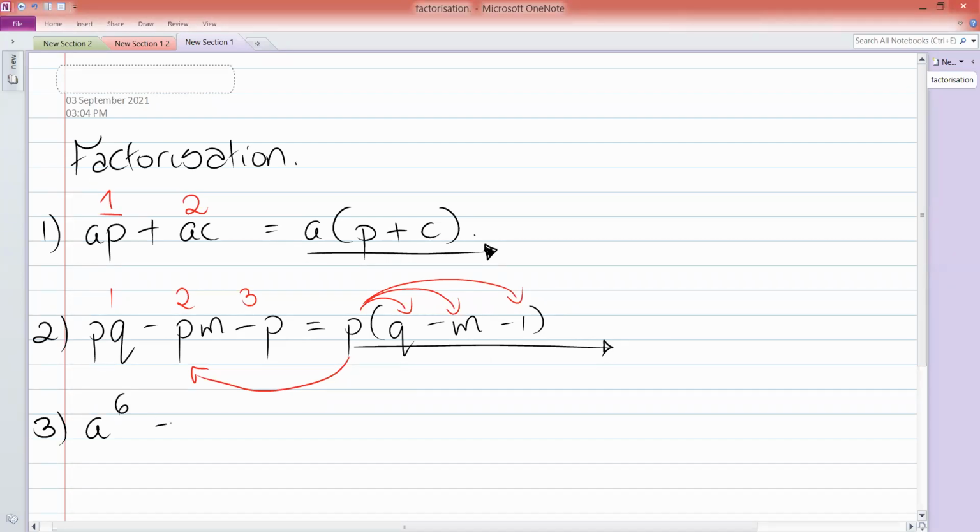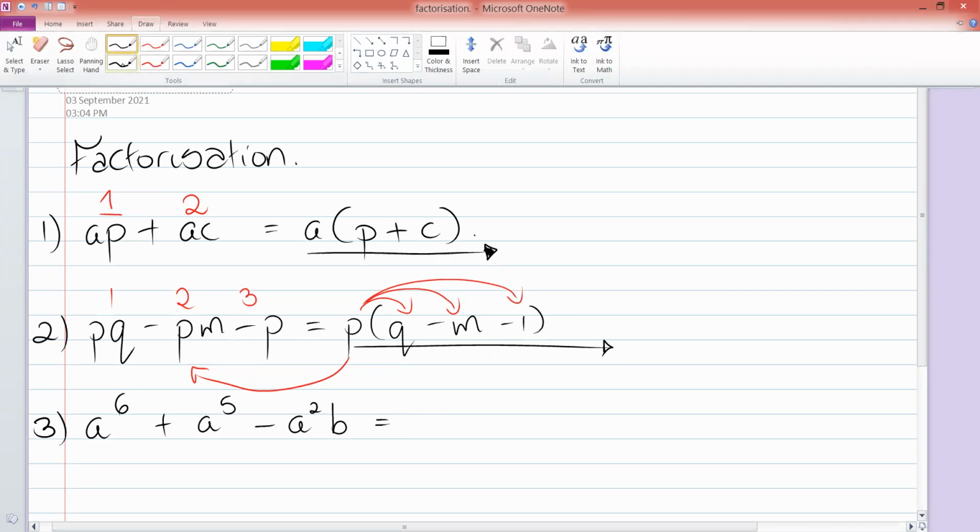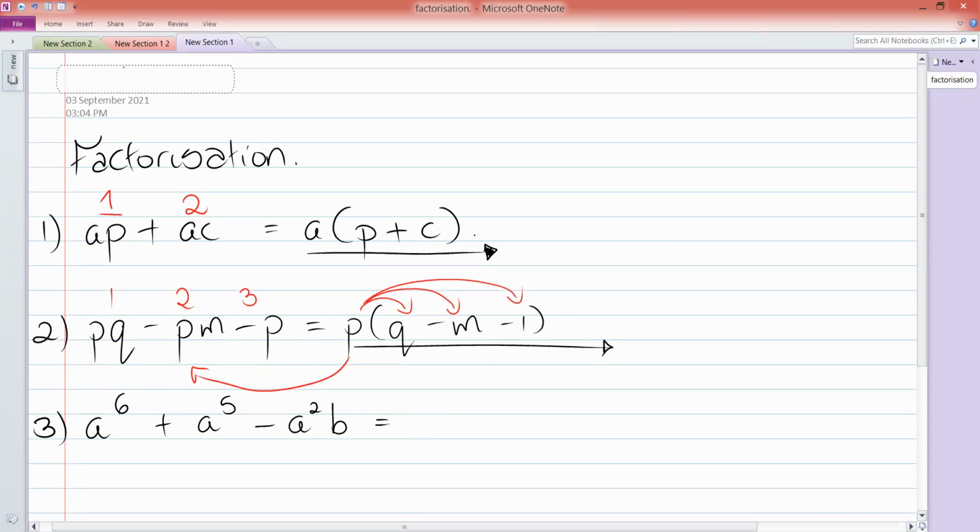A to the power of 6, a to the power of 5 minus a squared b. Okay, so again, we have 3 terms. Now, when we want to factorize these types of questions, we want to look at what's the highest power, or highest exponent, that's common in all 3 terms. Whatever power you choose has to be present in the first term, second term, and third term. So looking at this one, which term can I factor out? A squared. Well done, a squared.